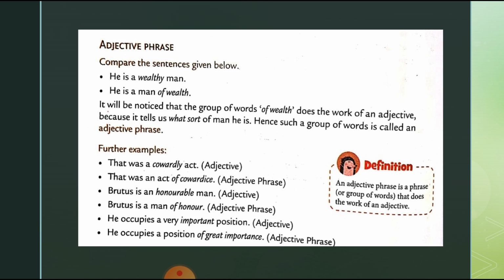See, the definition: an adjective phrase is a phrase or a group of words that does the work of an adjective. They are doing the work of an adjective only. When we change, the same meaning is there, but it has been changed into an adjective phrase.